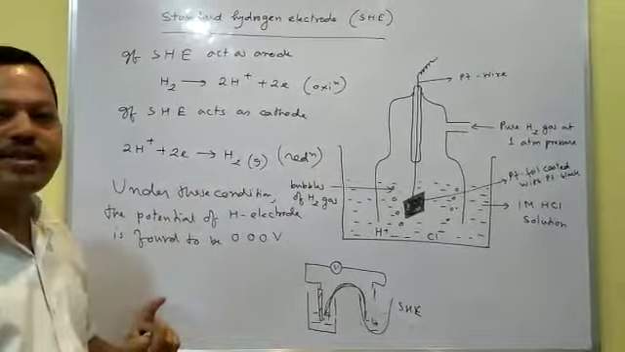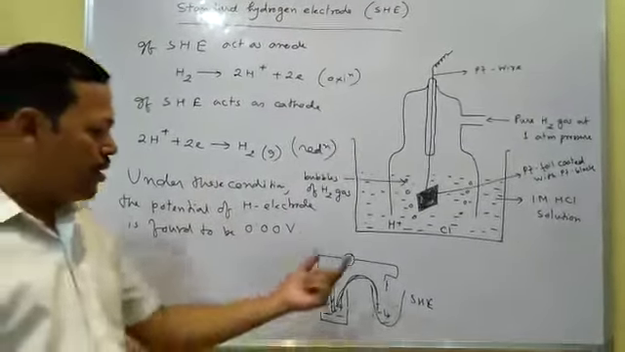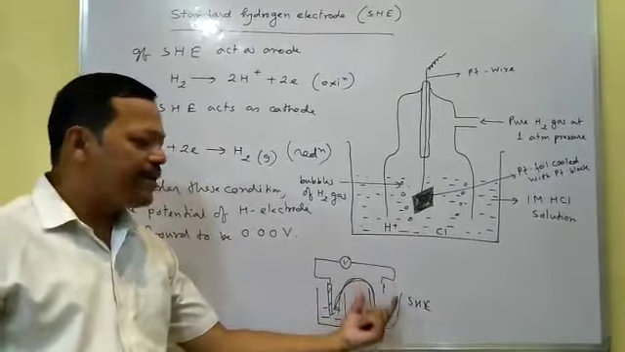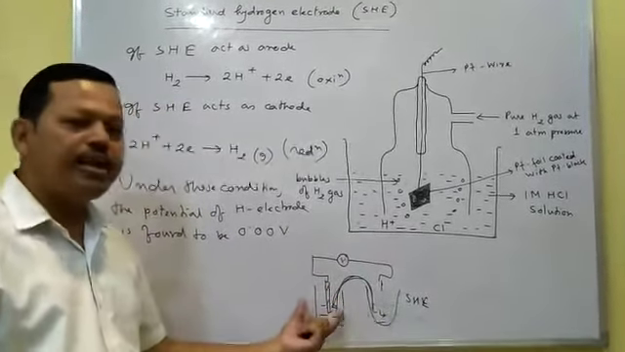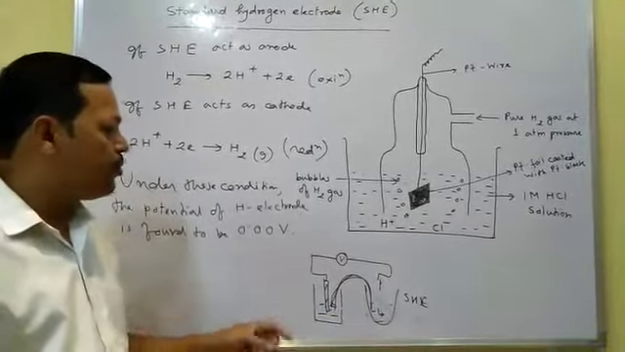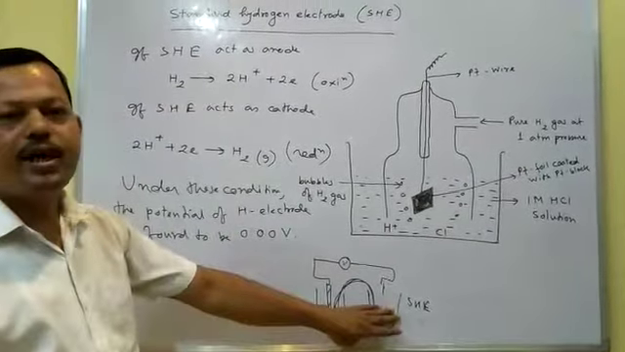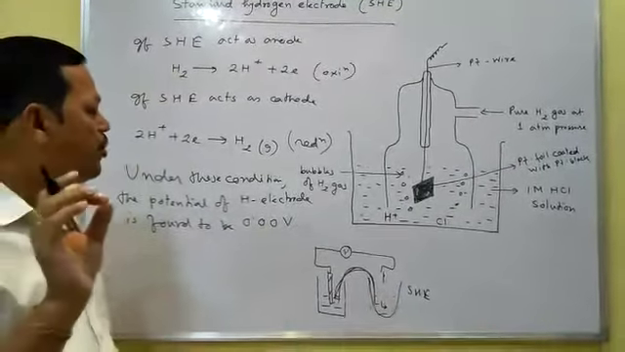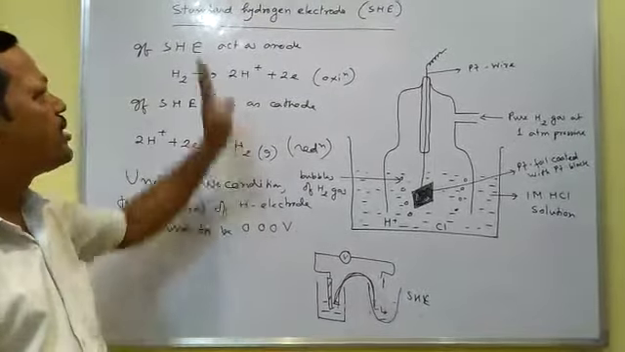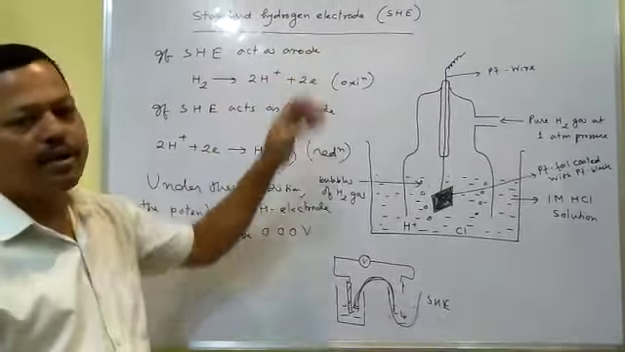By using SHE, you can find out the individual potential of different electrodes. And one of the characteristic properties of SHE is that the standard hydrogen electrode can act as cathode also and as anode also. And the potential of the standard hydrogen electrode is always 0.00 volt. So this is about the standard hydrogen electrode.